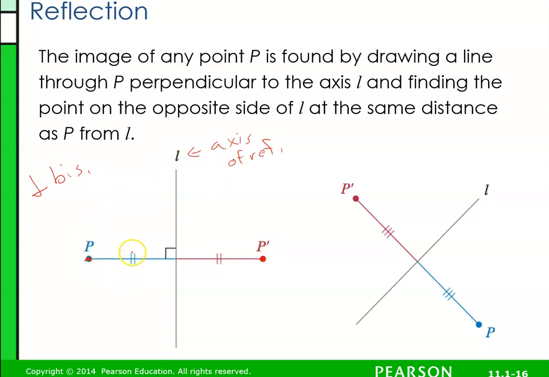So this distance in blue here is the same as the distance in red. It doesn't matter if it's vertical, straight up and down, horizontal, however it is. Again, this is really a perpendicular bisector, and that's a good way to think about it. The perpendicular distance from P to the axis of reflection, and from the axis of reflection to P prime, should be identical. Those are going to be equal.